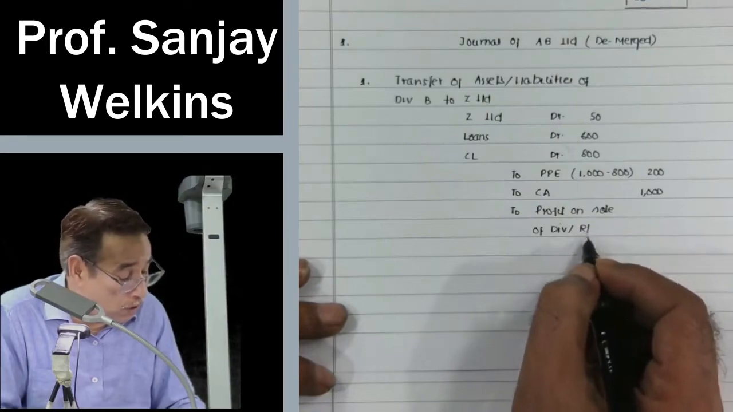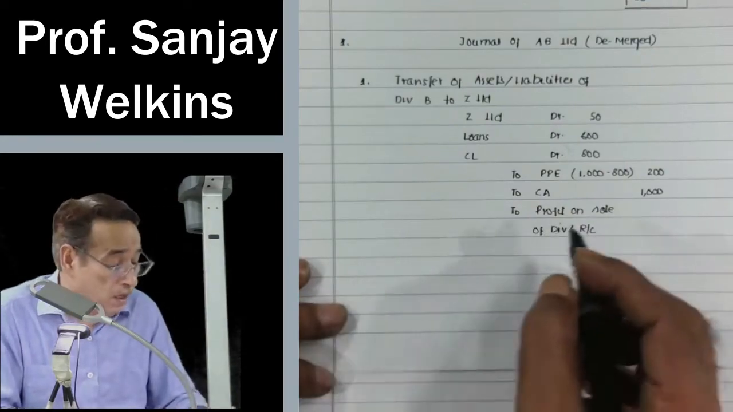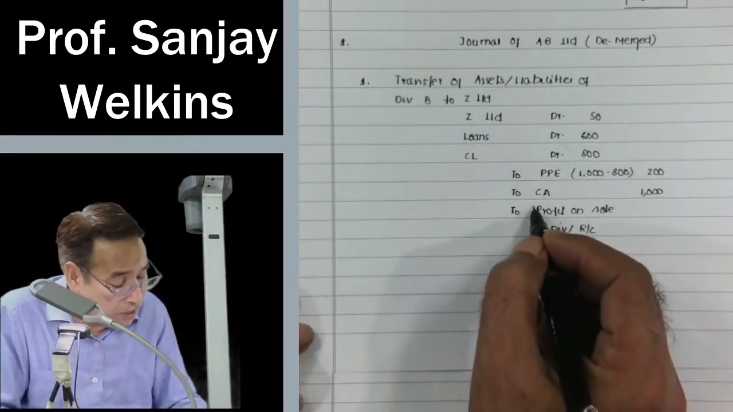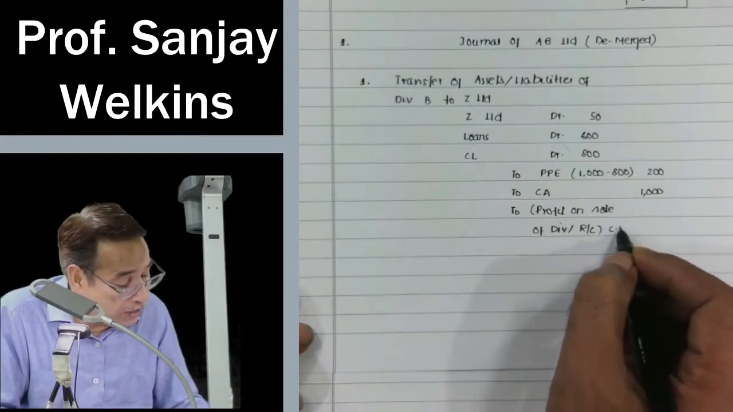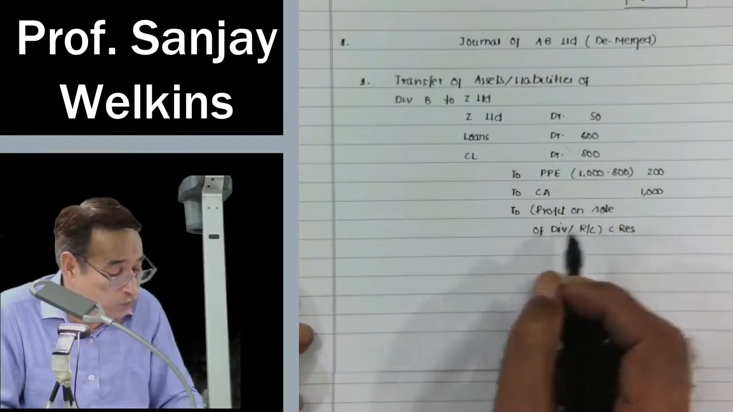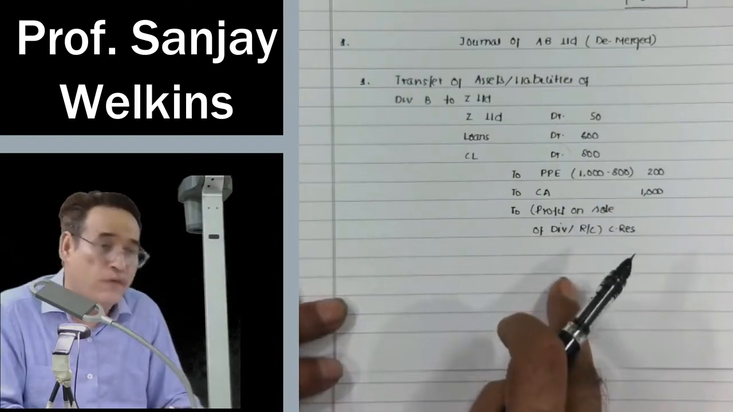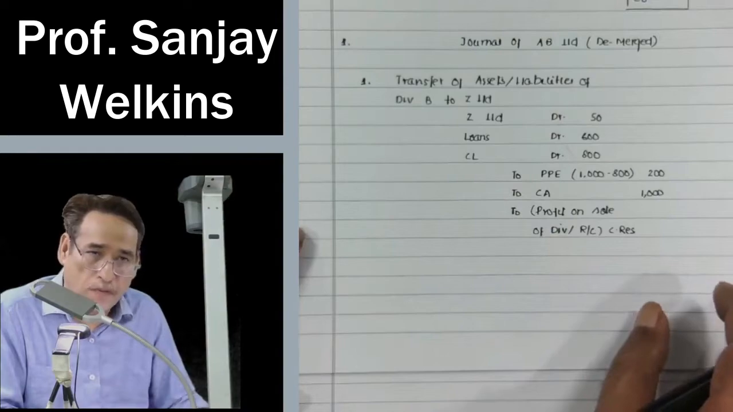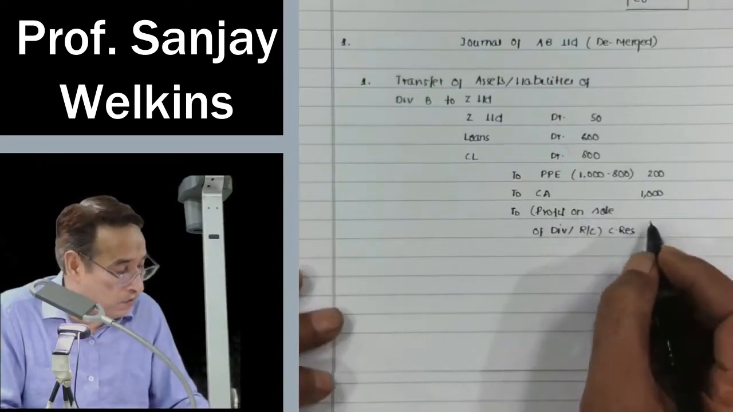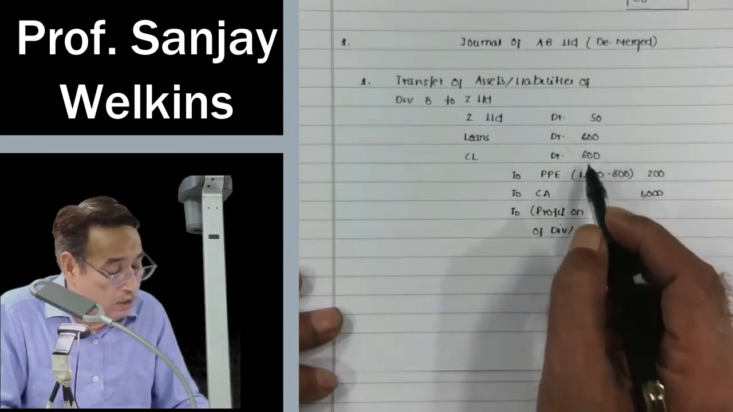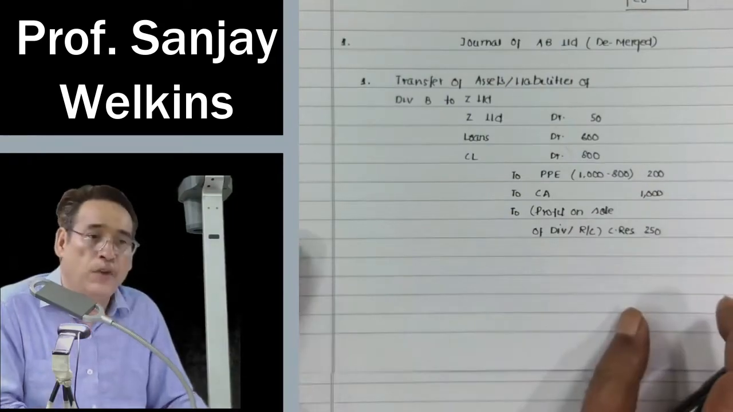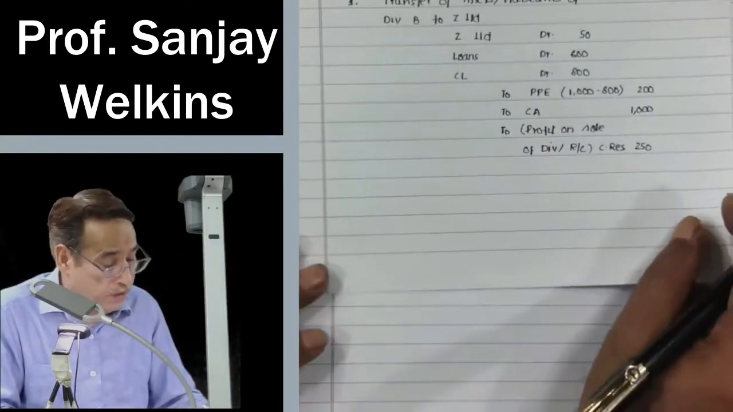Profit on sale of division, I can write it this way, or profit on reconstruction. Ultimately, this profit will be transferred to the capital reserve. So instead of writing that, you can straightway write capital reserve, because otherwise one more entry you will have to pass, profit on sale of division account debit to capital reserve. So it is better to write capital reserve straightway, correct? That will save you some time. 1450 minus 1200 will give you 250. So this is how my first entry will be.